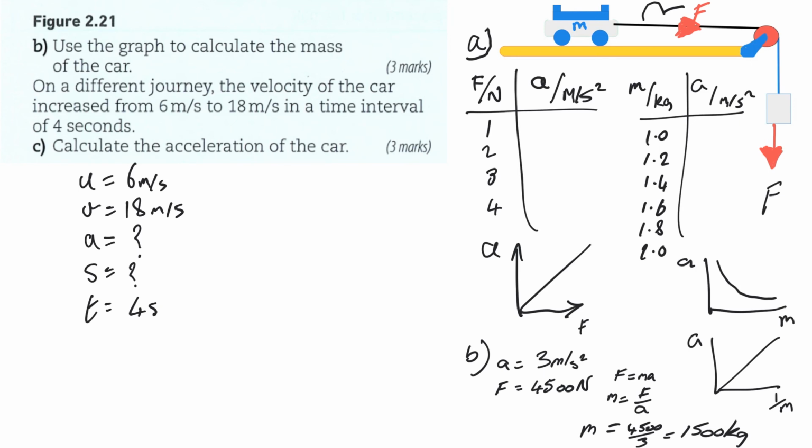So A is v minus u over t, change in velocity over time taken, and just fill that in now. So 18 minus 6 is 12, and 12 over 4 is going to be 3. So A is 3 meters per second squared.